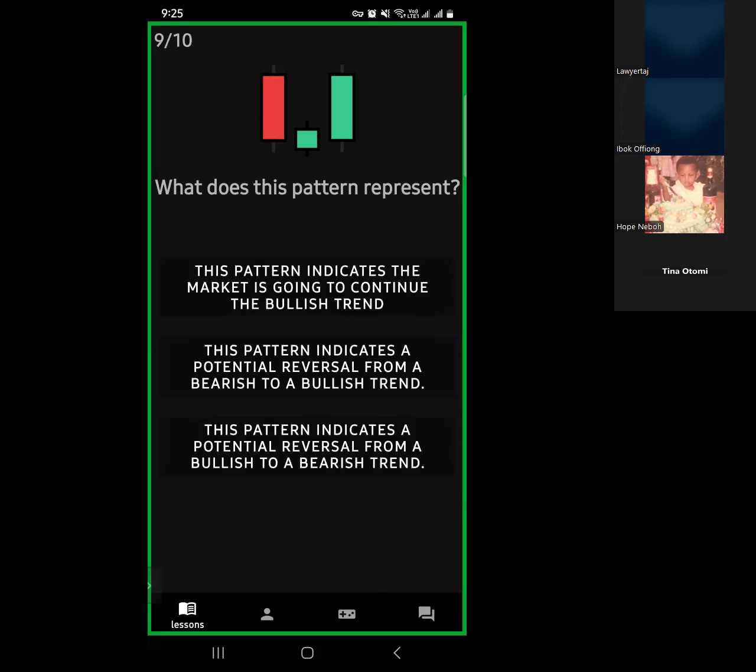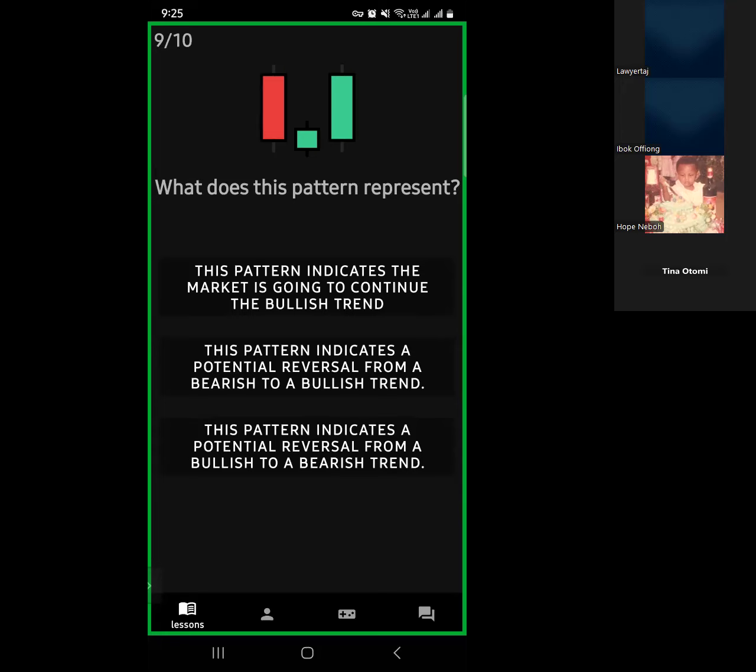Potential reversal from a bearish to a bullish trend, Inky says. Okay, let's see 2 more people before we take the choice. Inky is saying we choose: this pattern indicates a potential reversal from a bearish to a bullish trend. That is number 2. Any more? Reversal from bearish to bullish.